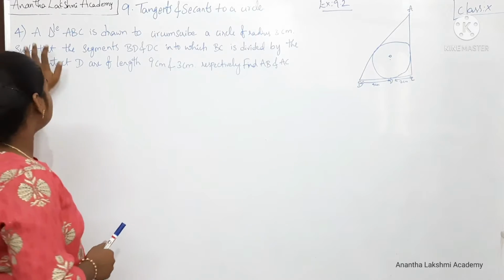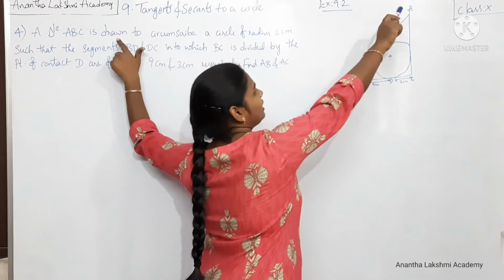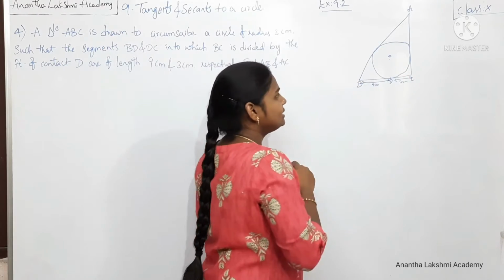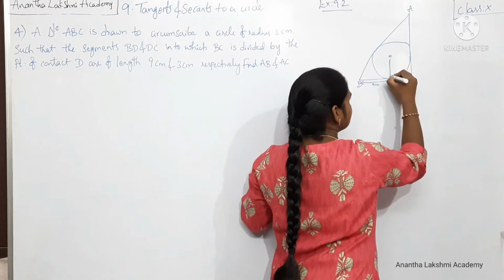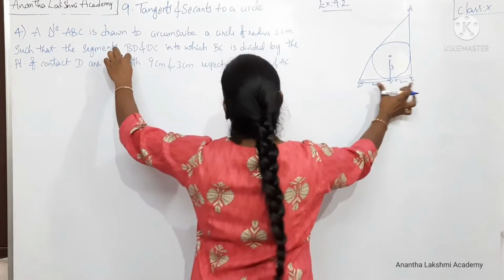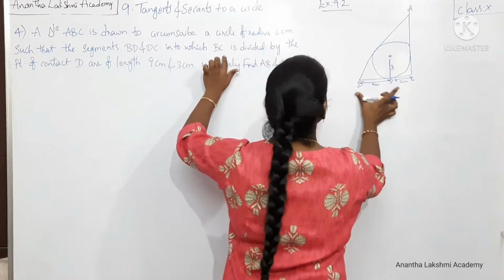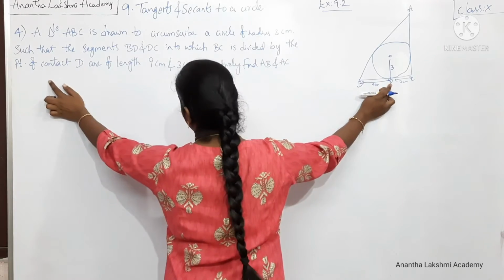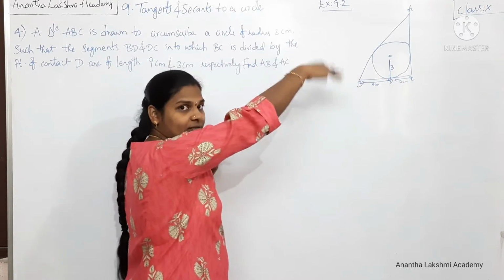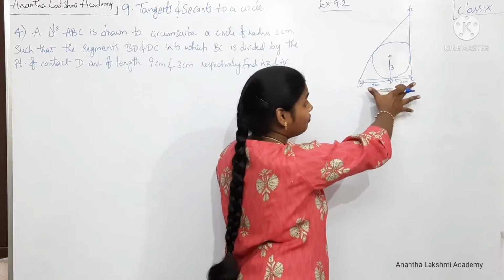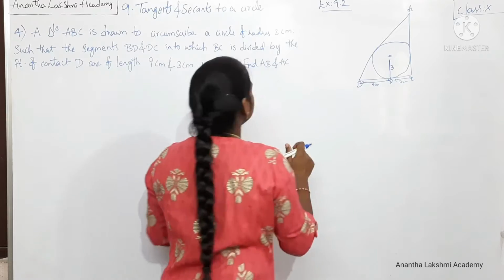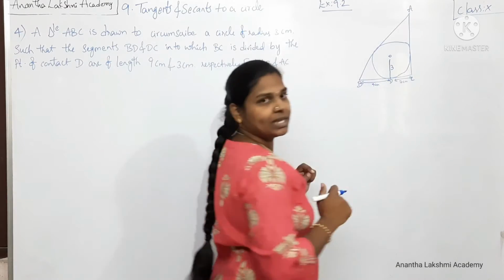So here it is given that a triangle ABC, look at the figure, ABC is drawn to circumscribe a circle of radius 3 centimeters, such that the segments BD and DC, into which BC is divided by the point of contact D, are of length 9 centimeters and 3 centimeters. The radius, when it touches the bottom side of the triangle, divides BC into 9 centimeters and 3 centimeters. They are asking us to find AB and AC.